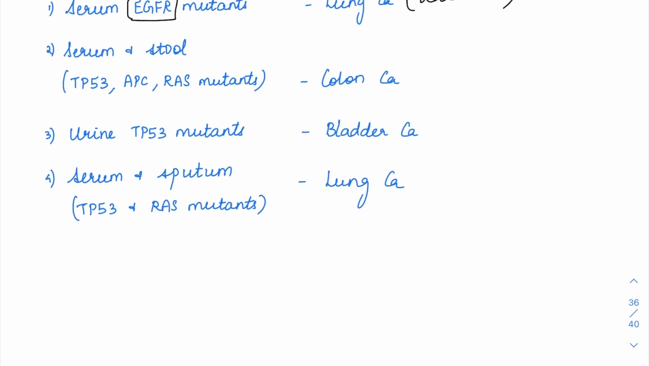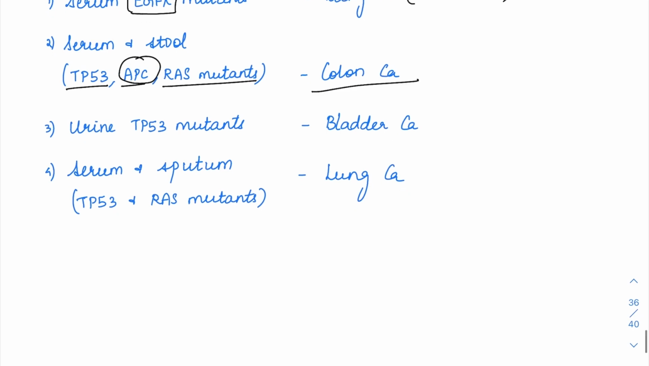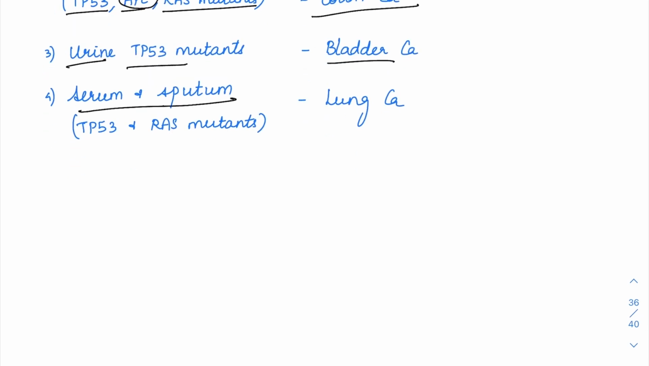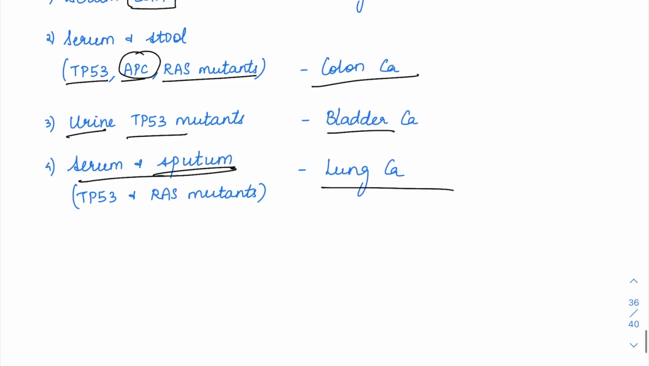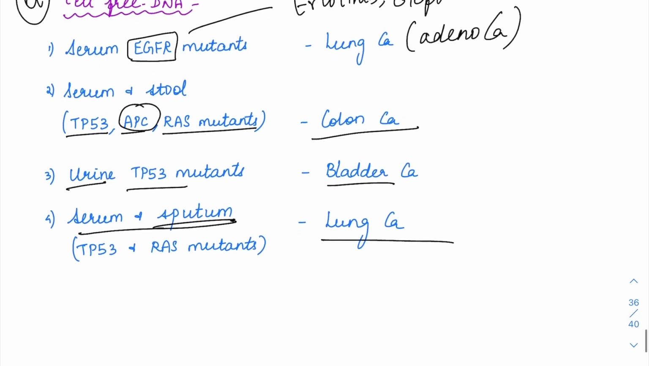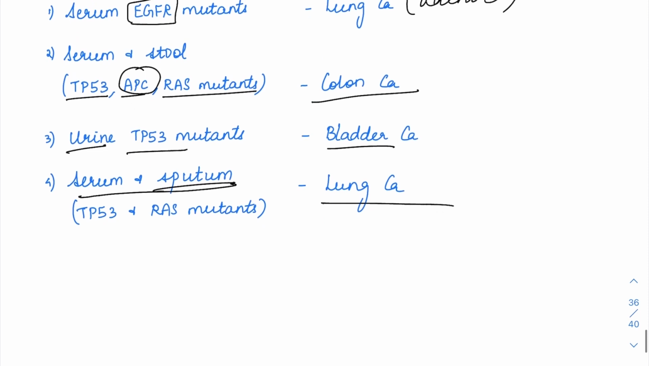And in the serum and stool, you can test for TP53, APC and RAS mutants. APC, if you see, is going to be for colon cancer. Urine TP53 mutation, so urine is there, obviously it is going to be for bladder cancer. Then serum and sputum, so sputum is there, you can test for TP53 and RAS mutants, so sputum usually for lung cancer. Out of this, EGFR and colon cancer are going to be very important. So these are the methods for diagnosing the tumors. We have multiple one-liners here. It is easy to memorize and then you can score easily.